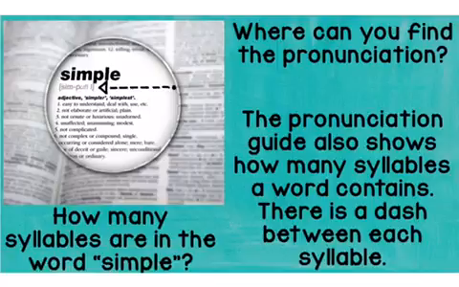This is where you can find the pronunciation. You're going to notice that the pronunciation guide also tells you how many syllables the word contains. There will be a dash between the syllables. Do you see that dash right there? That's going to tell you you can break this word into two chunks. The first chunk would say sim, and the second chunk says pull. How many syllables are in this word? 2, because there's one dash that's going to separate the two chunks.